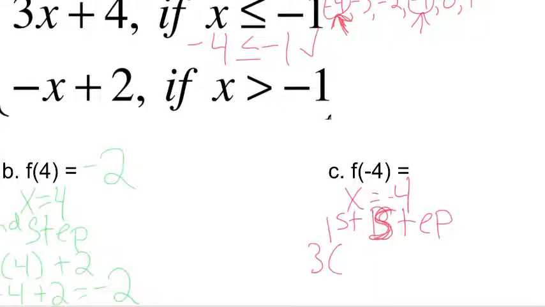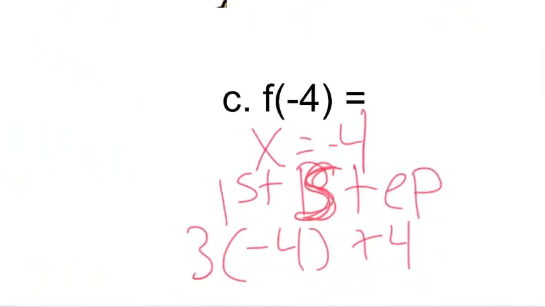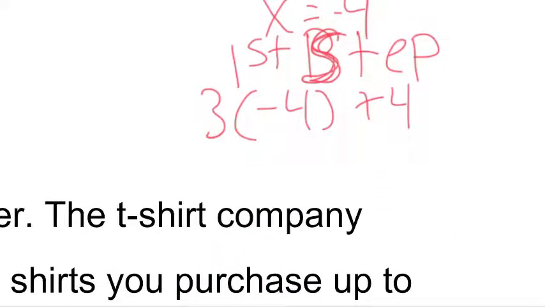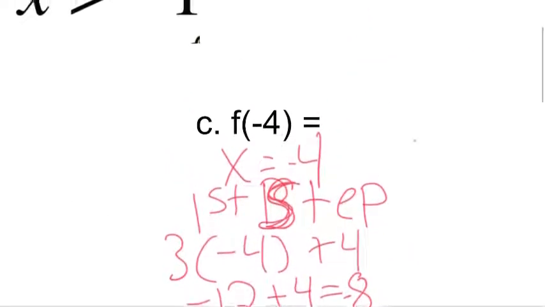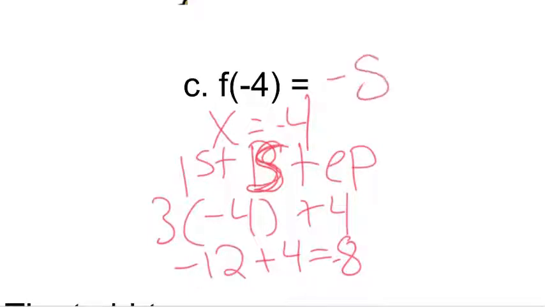So we've got 3, substituting -4 in, plus 4. Negative times a positive is a negative, and 3 times 4 is 12, plus 4. So we end up with -8. So -8 is our answer for C.